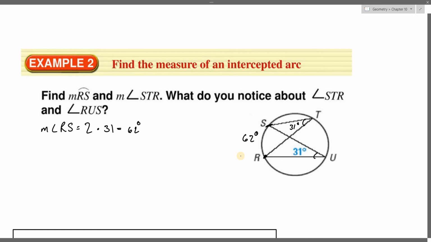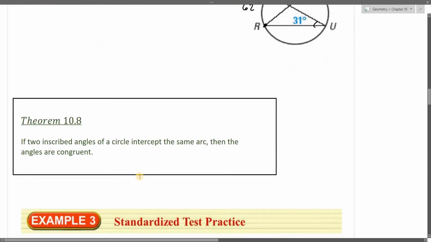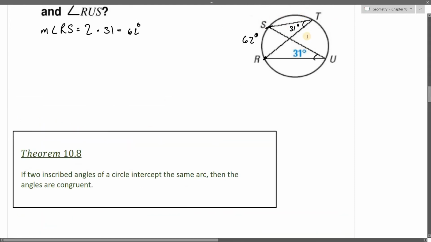Based on that, you have a new theorem. Here it is, 10.8. If 2 inscribed angles of a circle intercept the same arc, then the angles are congruent. I don't know that I need to draw that, because I think that's what we proved up here. So if they intercept the same arc, then the 2 angles must be equal. Both of those were 31. So I'll give you a second to write that down. You can even pause the video if necessary.